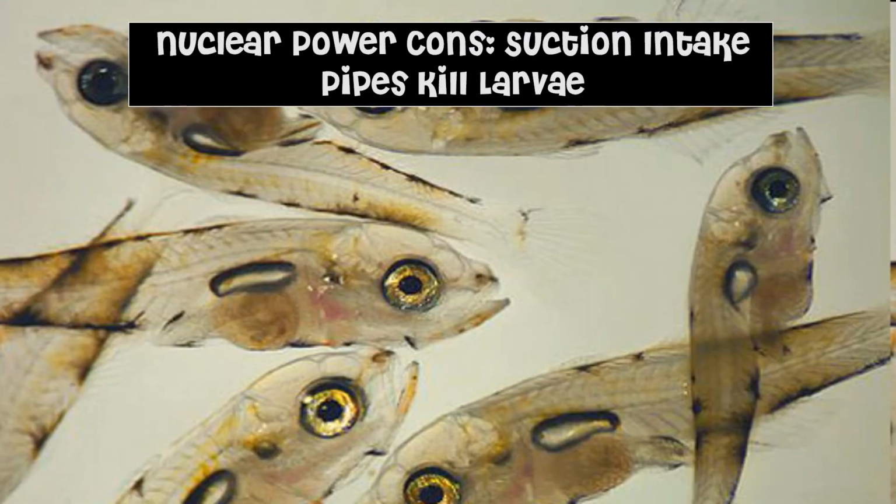What you're seeing here are fish larvae, and fish larvae are baby fish, if you want to think about them that way. When nuclear power plants do suck in that cold water from their water source or waterway, those suction pipes can actually kill larvae that are in the water. So they get sucked in and obviously become deceased in the operation of the plant.